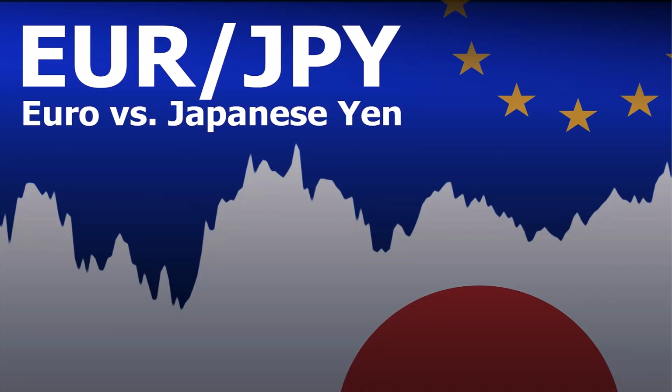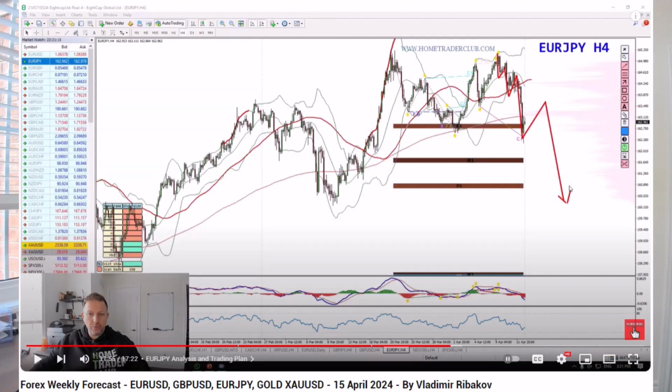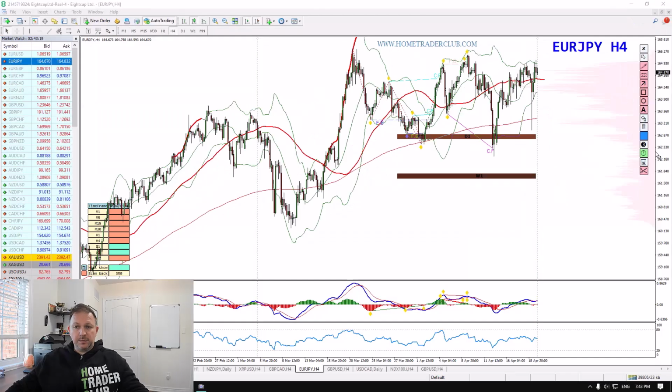The next one for today, the euro yen. As we were following last week, our plan here was to sell the rallies with expectations of further continuation down.